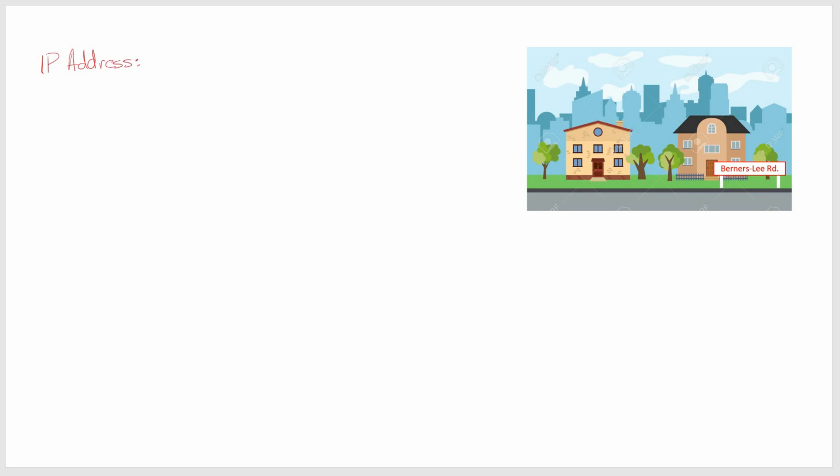So the IP address here was 192.168.0.12 for the kid's computer. And the net mask, we're going to write the net mask down here, was 255.255.255.0.